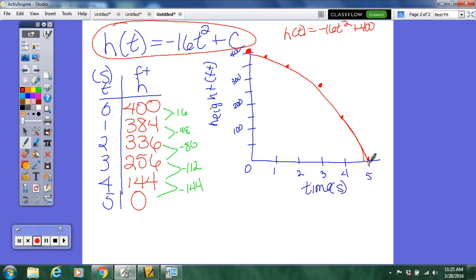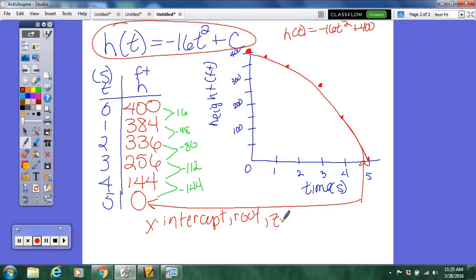Yeah, that's what's happening. How long does it take for that stick to hit the ground? 5 seconds. That's also called a what? An x-intercept, right? That point right there is the x-intercept. What else do we call it? Root, 0, or the solution.